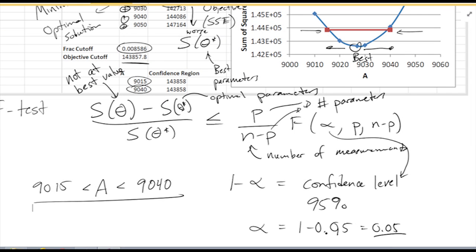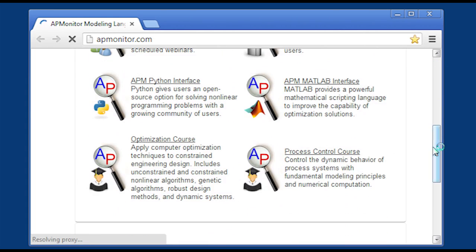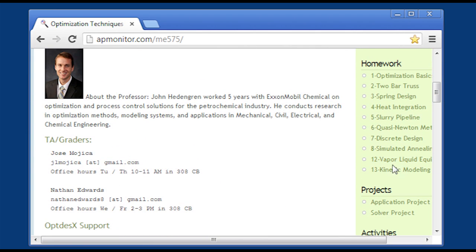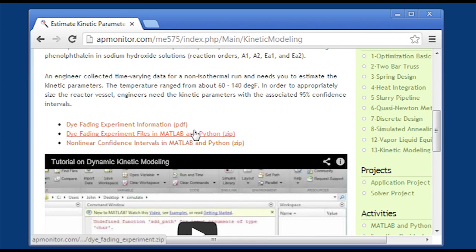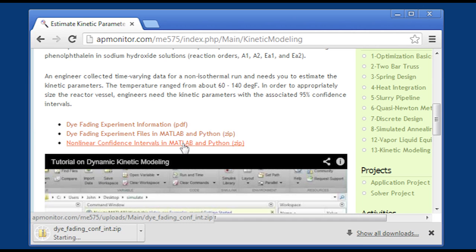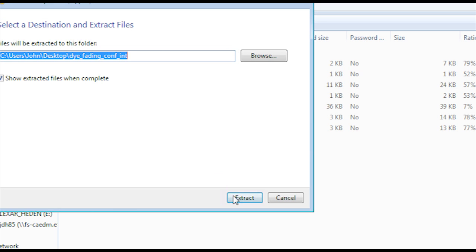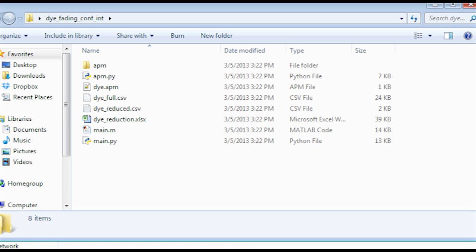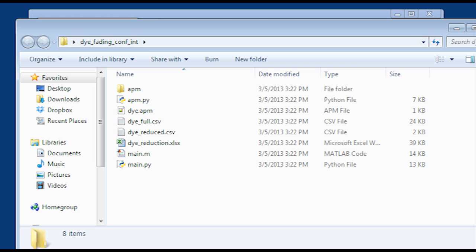Okay, so that's my confidence interval for this system. Now I'm going to move over to doing this in MATLAB and Python. I'm going to visit the APMonitor.com website, go to the optimization course, and go down to kinetic modeling. Go down to the kinetic modeling assignment and you'll see a number of files that you can download. Here are the nonlinear confidence intervals in MATLAB and Python. Go ahead and download that and open it up. It's just a zipped archive. Go ahead and extract those to a folder. This should work on Mac, Windows, and Linux, on all platforms.